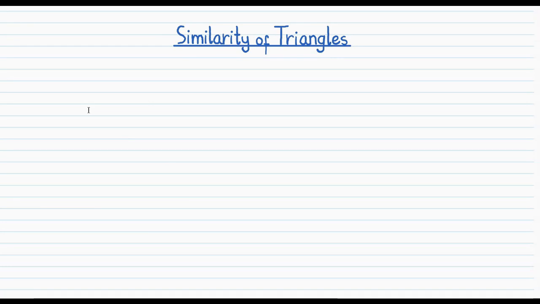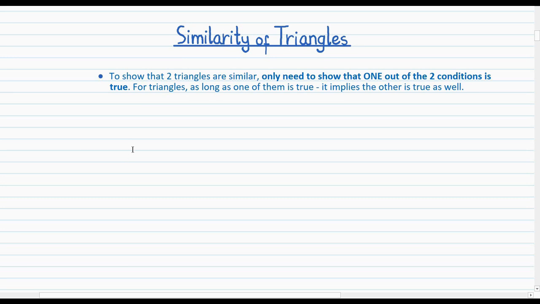Something new to know about similar triangles is that to show that two triangles are similar, we only need to show that one out of the two conditions is true. Meaning that for triangles, as long as one of them is true, it implies the other is true as well. And this statement only applies to triangles. For any other shape, you still need to show that both of the two conditions are met to be able to describe the two shapes as being similar.